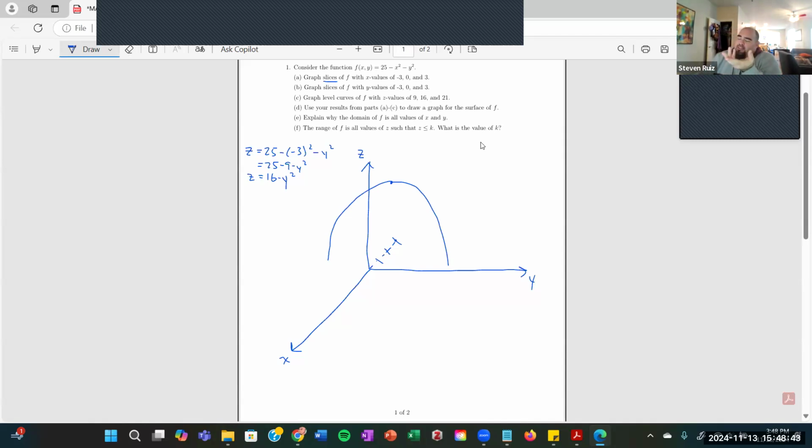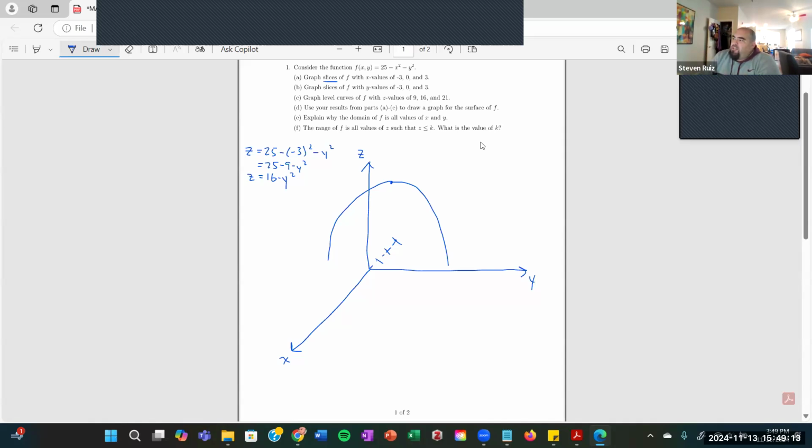So that's one slice of this surface. And that's another big difference here: when you're graphing a single variable function, you get a curve. When you're graphing a multivariable function, you're graphing a whole bunch of curves. And when you stitch those curves together, you get a surface. So when we finish this, we're going to wind up with a surface. So let's graph another slice here.